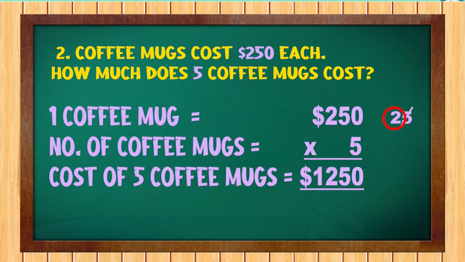So our answer is $1,250. So 5 coffee mugs will cost $1,250. Did you get that answer? Make sure you review the steps to see how the problem was solved.